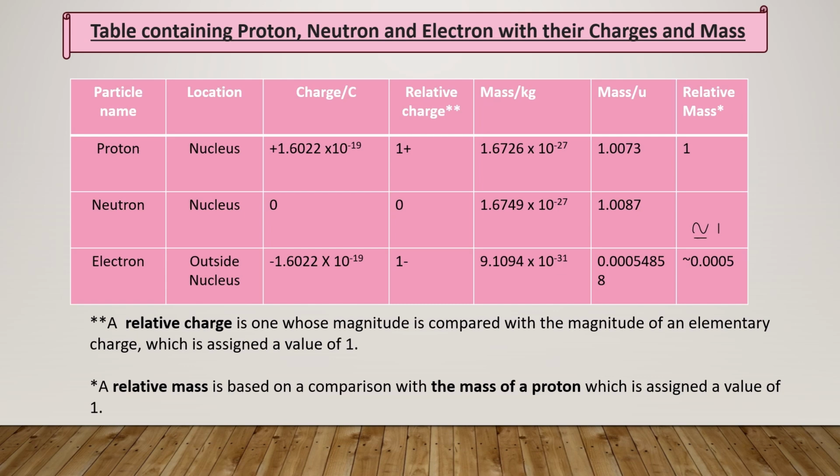A relative charge is one whose magnitude is compared with the magnitude of an elementary charge, which is assigned a value of 1. A relative mass is based on a comparison with the mass of a proton, which is assigned a value of 1.